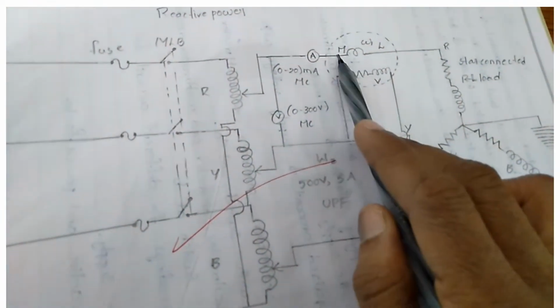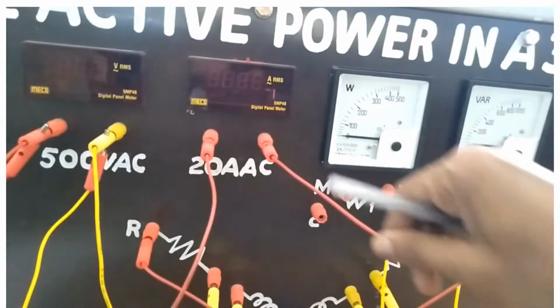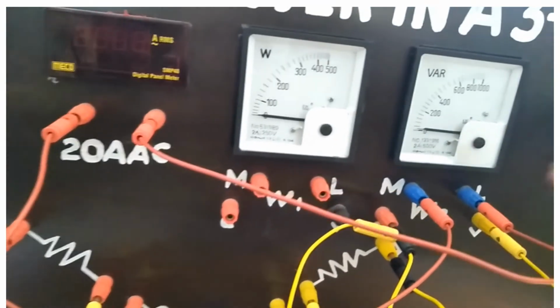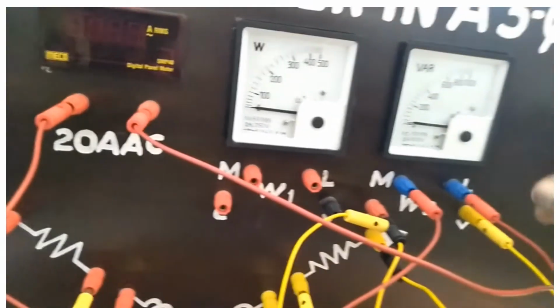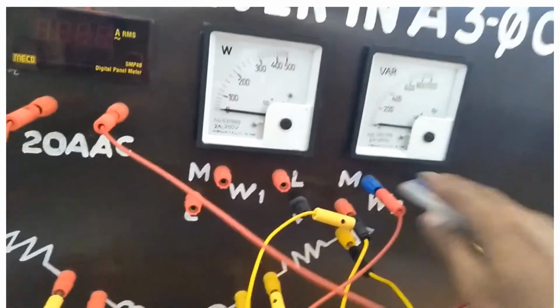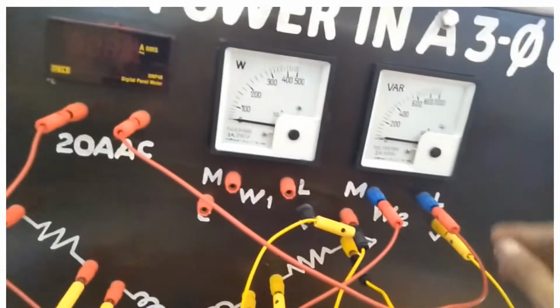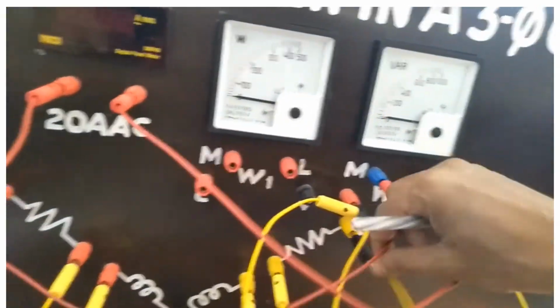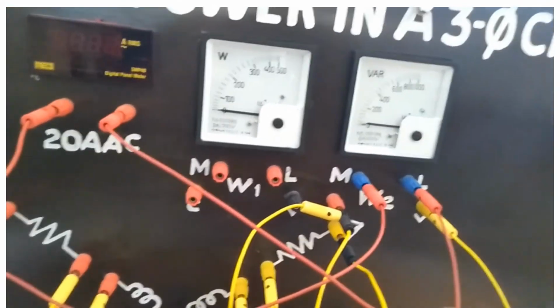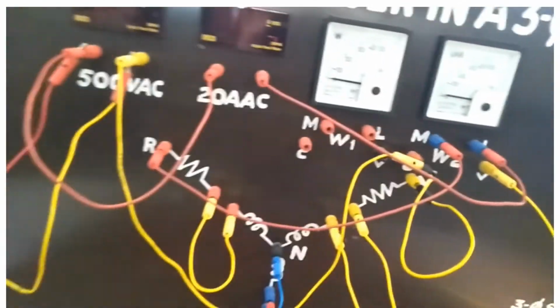Now coming to this one, the ammeter negative is connected to L, and M is connected to the R phase. Let us see the circuit here. This is the ammeter negative. Ammeter negative is connected to L and M is connected to the R phase. You can also connect it the other way, so either section works. In order to get positive readings, we have interchanged this one.